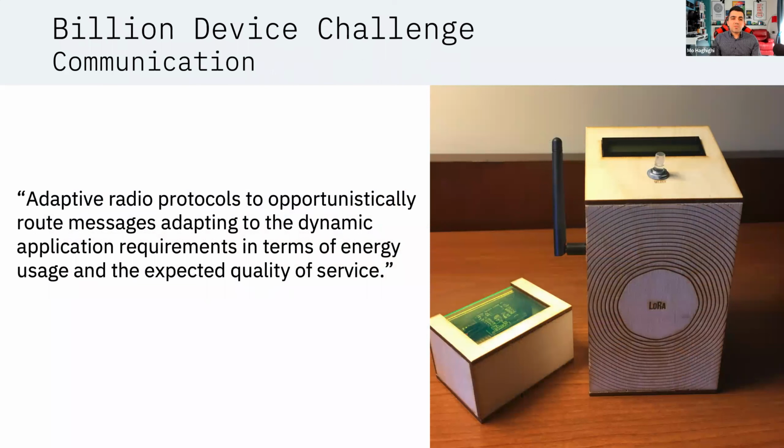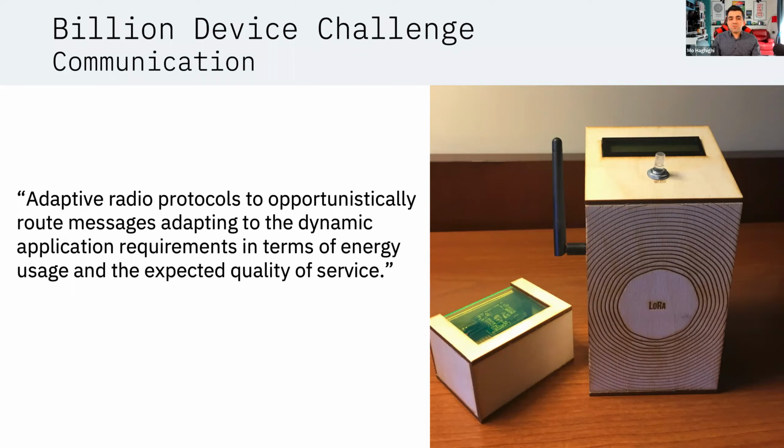And then obviously it was about the sort of device we wanted to build. So this device that we built as a demo, we used adaptive radio protocols to opportunistically route messages, adapting to dynamic applications. So for instance, for LoRa, we have different specifications like the spreading factor that had to be adjusted in order to bring down the noise and make sure that our bandwidth and throughput is saved and secure.